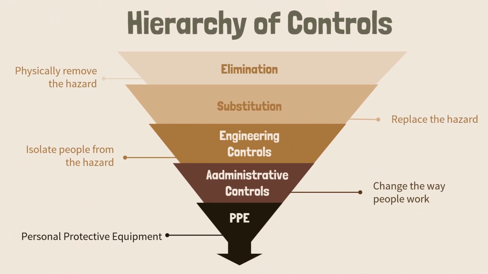This is the hierarchy of controls. Elimination is the most effective by physically removing the hazard, followed by substitution, which is replacing the hazard. Engineering controls, which isolate people from the hazard. Administrative controls that change the way people work. And the least effective is PPE, personal protective equipment.